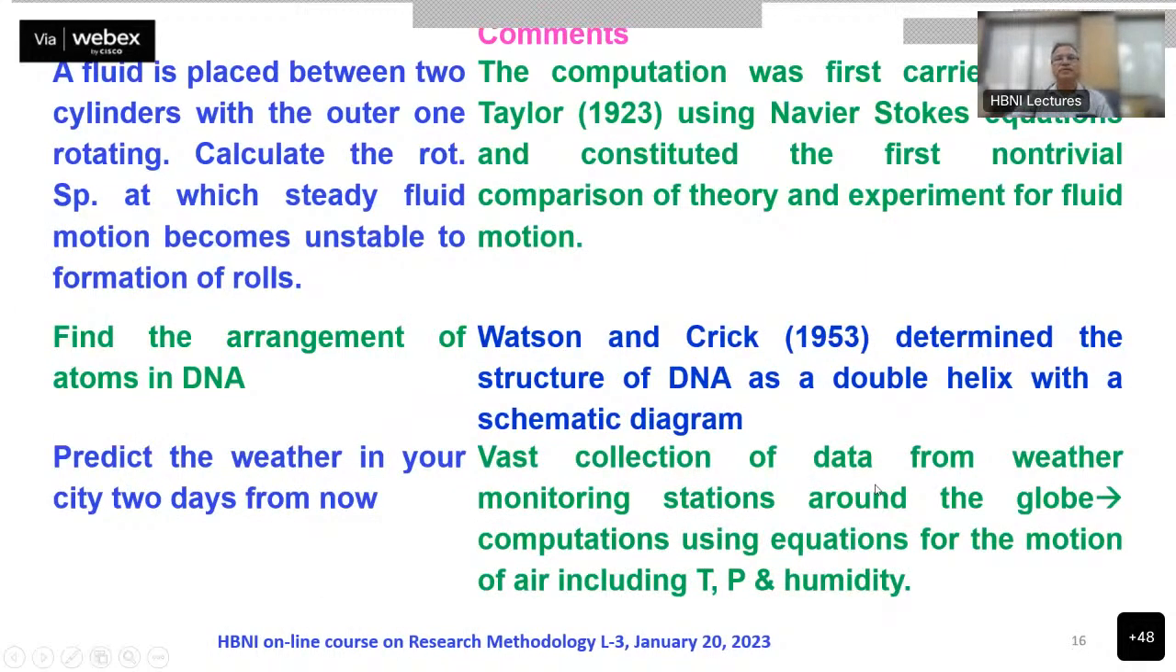For example, again giving you this, a fluid is placed between two concentric cylinders with the outer one rotating. They calculate the rotational speed at which steady fluid motion becomes unstable, and finally formation of rolls takes place. Similar to the one explained earlier. That was just to enumerate the data, whereas here you are trying to make a model. And this is based on the Navier-Stokes equations.